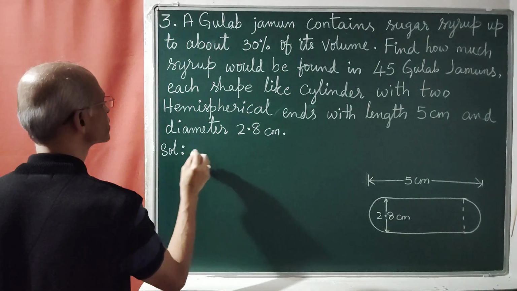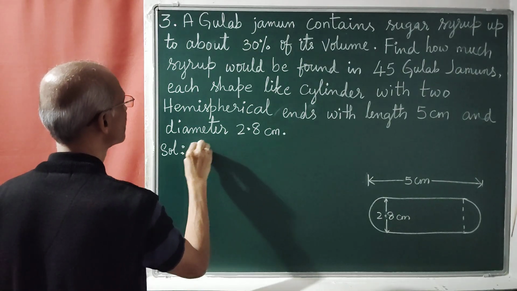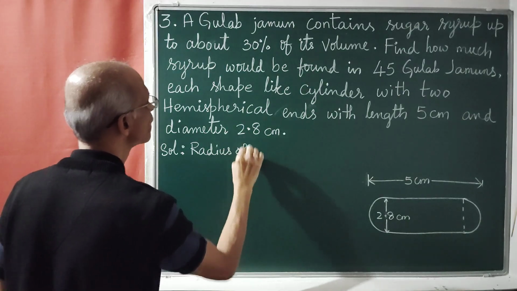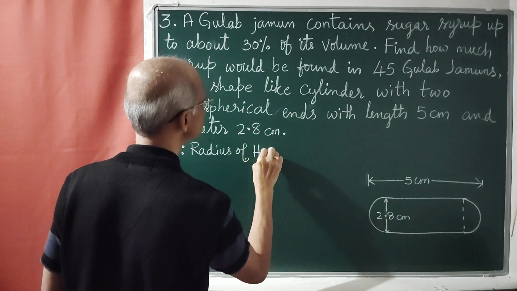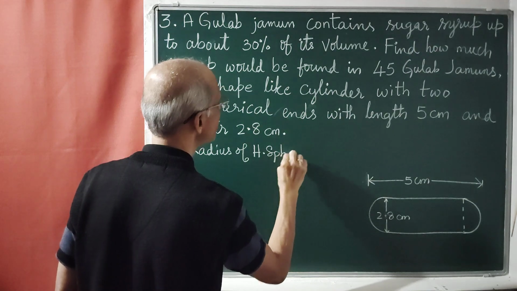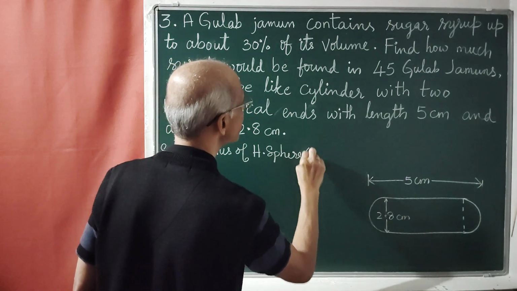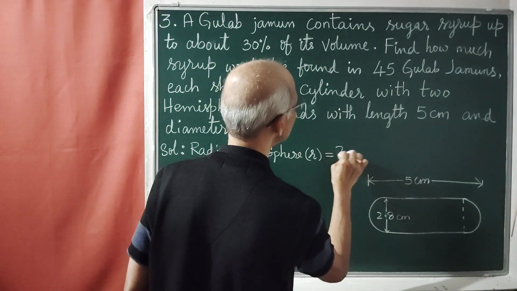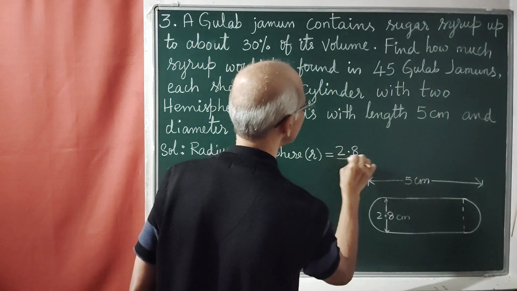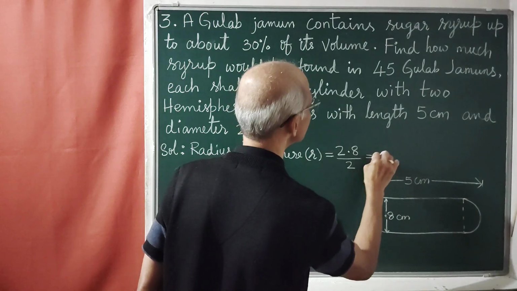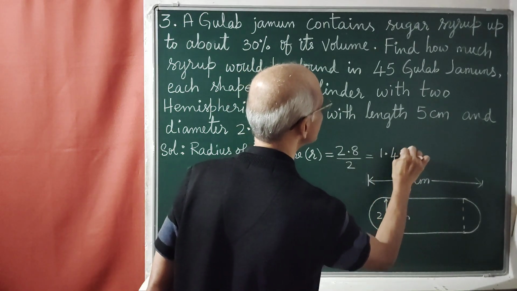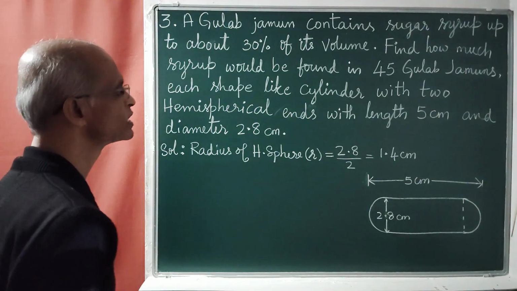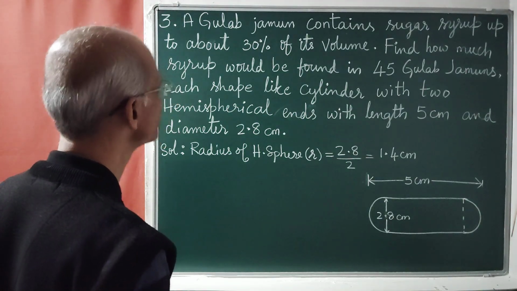So radius of hemisphere, r equal to 2.8 divided by 2. That's equal to 1.4. The radius is 1.4 centimeters. Now we'll find out the volume of the hemisphere.